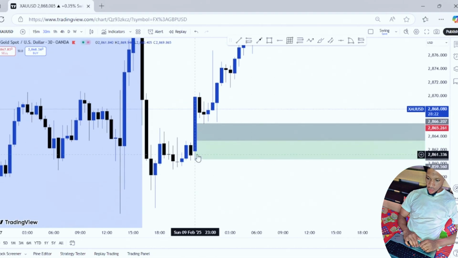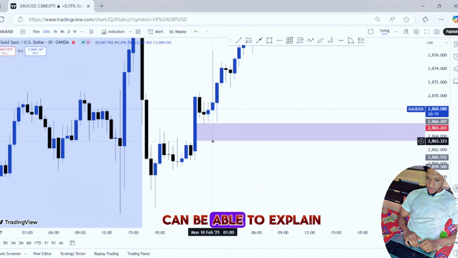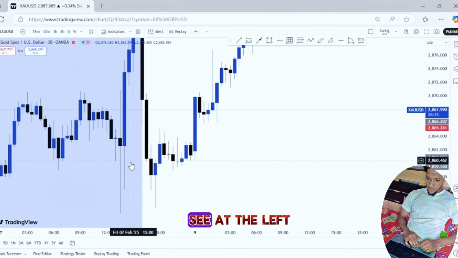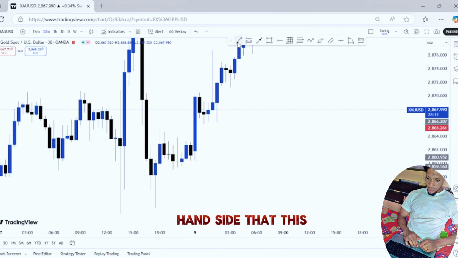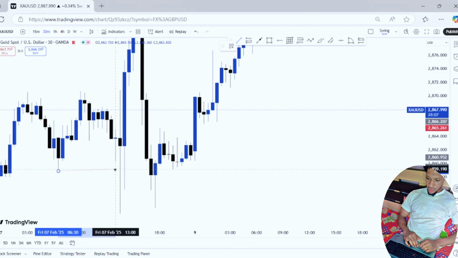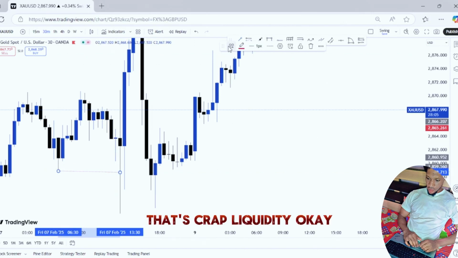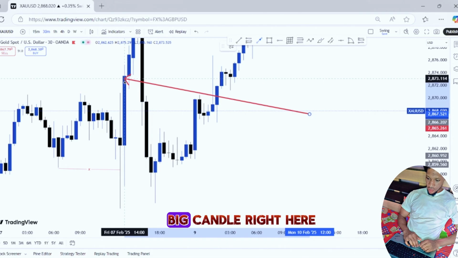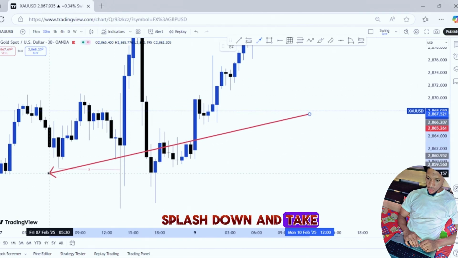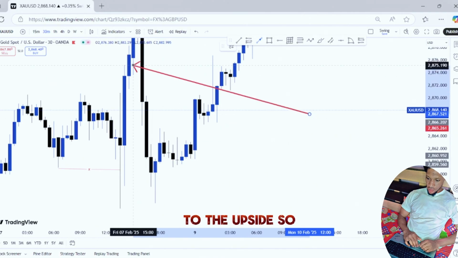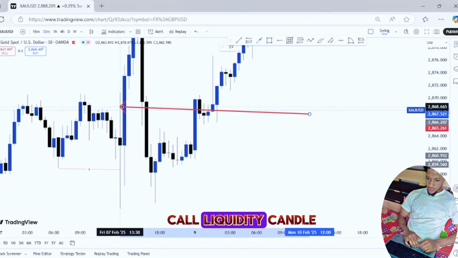Now let me take this out so I can explain how I got this point of interest. We can clearly see on the left-hand side that here was a low that grabbed liquidity. So how did this happen? We saw that this big candle right here splashed down and took out these stop losses, took out this low before starting to buy to the upside. So this is what I call a liquidity candle.